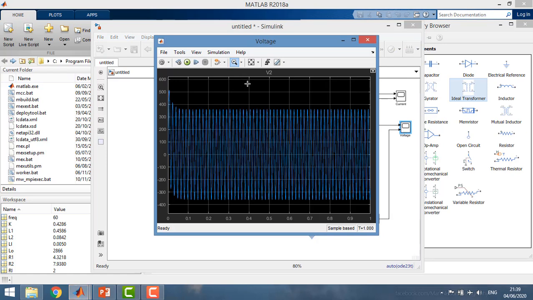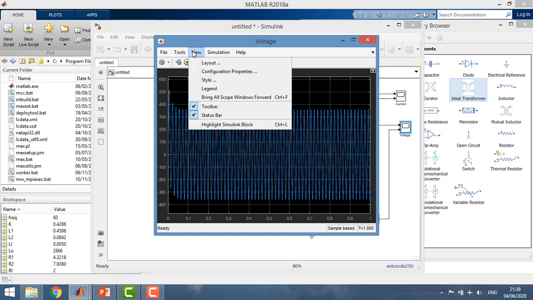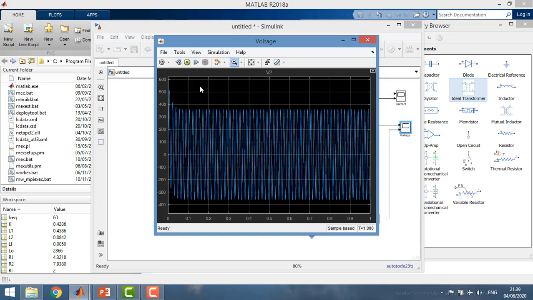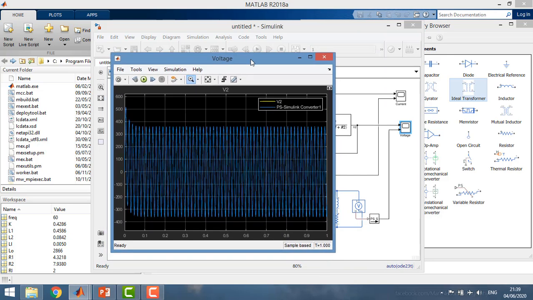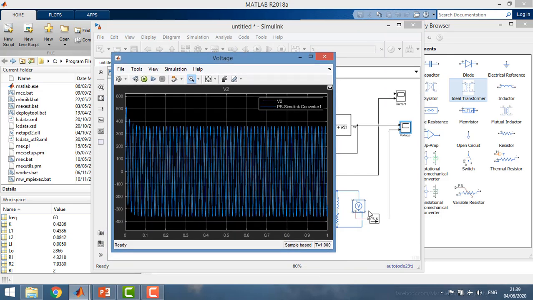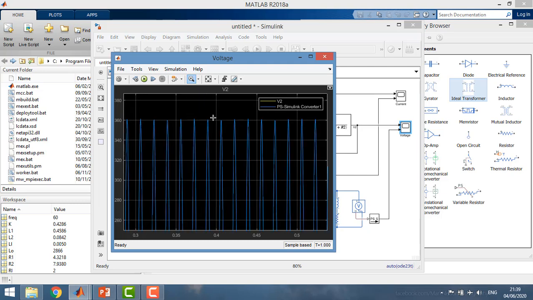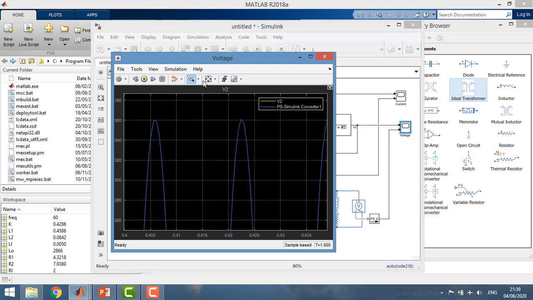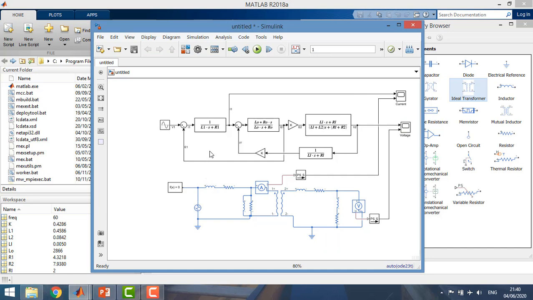Okay, so they seem to be identical. The yellow one is the first model, and the blue one is from the second model. If we remove one of them, if we remove the blue signal, okay. Alright, so let's go and build the third one.